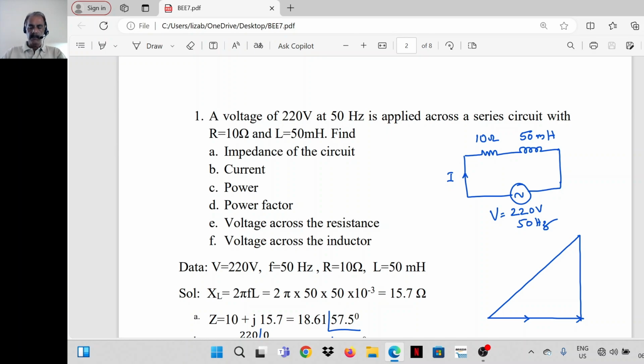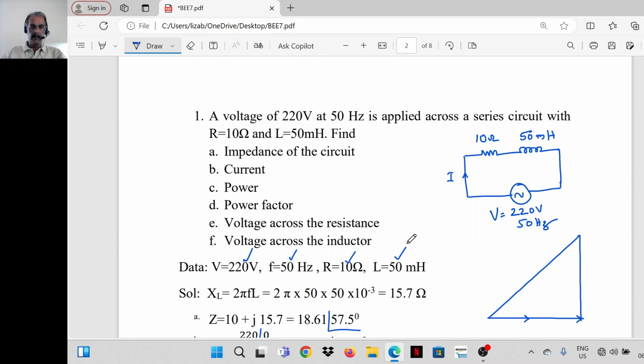Now the circuit is given here. It's an AC circuit. The RMS value of voltage is 220 volts. Frequency is given as 50 Hertz. The circuit has a resistor of 10 ohm and an inductor of value 50 millihenry. So the given information is V is equal to 220 volts, frequency 50 Hertz, R is equal to 10 ohm and L is equal to 50 millihenry.